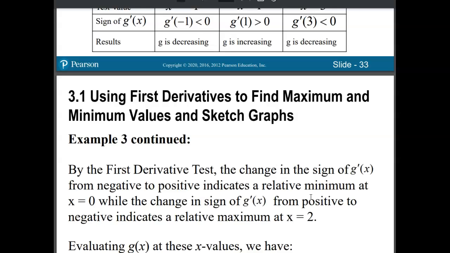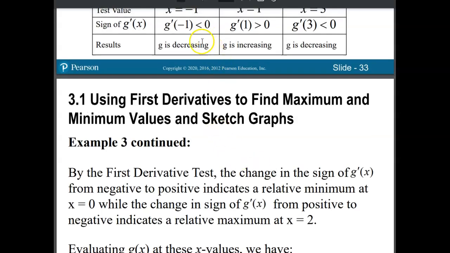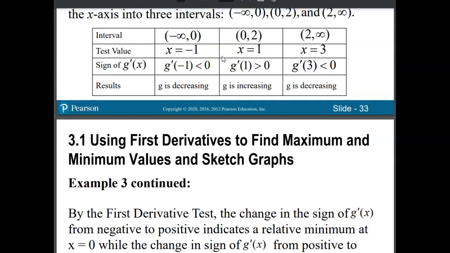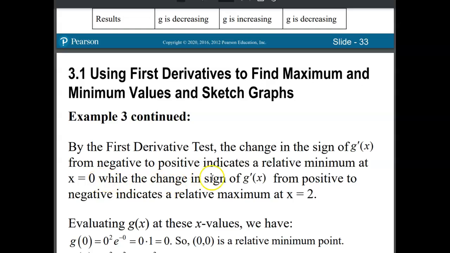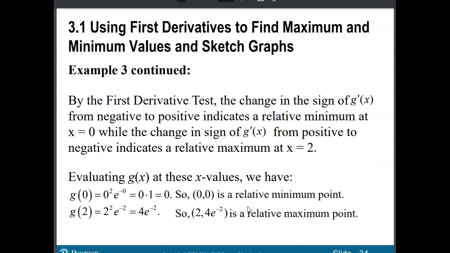All right, so by the first derivative test, the change in sign from negative to positive, in other words, decrease to increase, means we have a min, and that min would occur at the 0. And then over here, it was increase to decrease, meaning you'd have a max occurring at the 2. So we have a min at 0 and a max at 2. Then you would evaluate the original function g at those numbers. So g of 0 gives me 0, so (0, 0) is your min. And then g of 2 gives us 4e to the negative 2. That ordered pair would be your relative max.